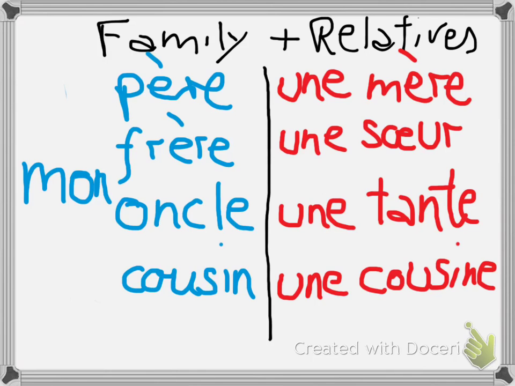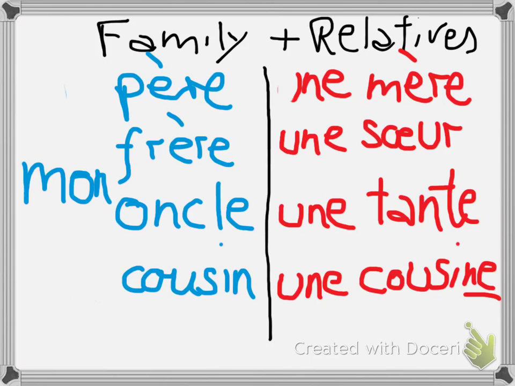Let's move on to the female family members. Une mère, a mother. Une sœur, a sister. Une tante, an aunt. Une cousine, a female cousin. Note that the female cousin, the word ends with an E. And you make that audible by saying cousin, which is the male cousin, cousine, which is the female cousin.